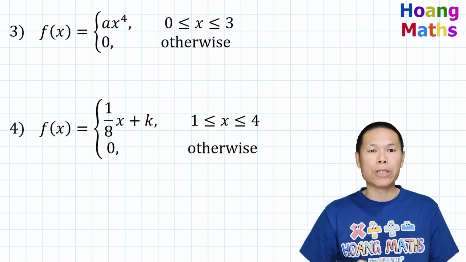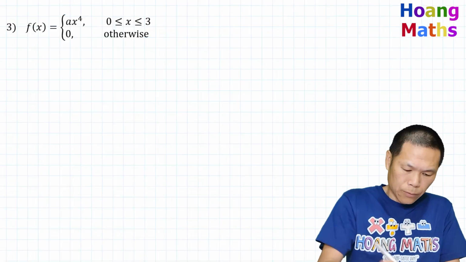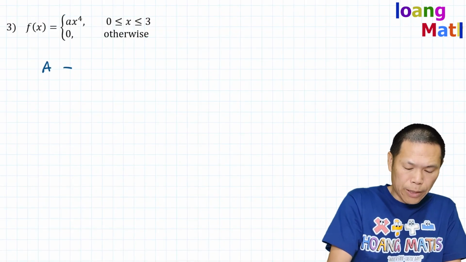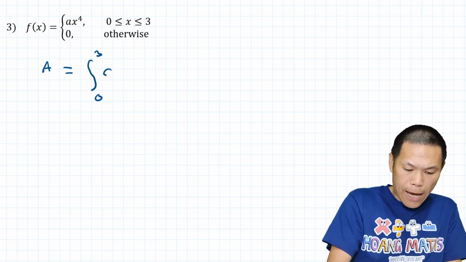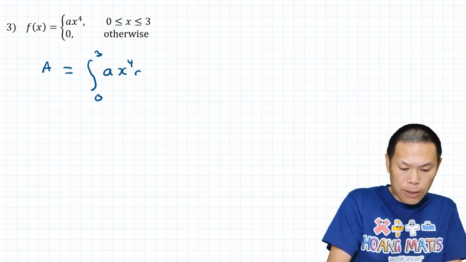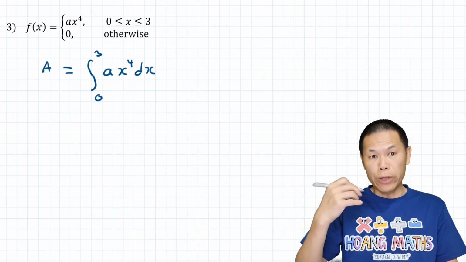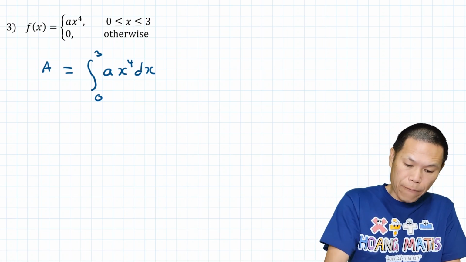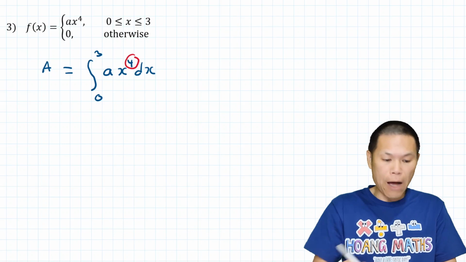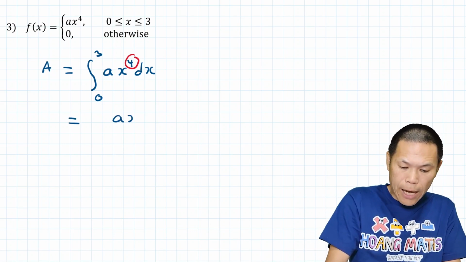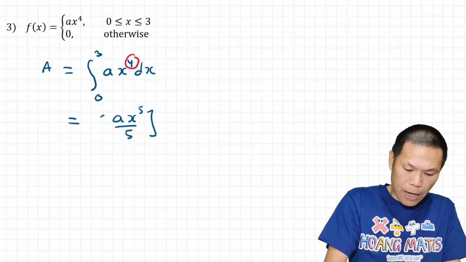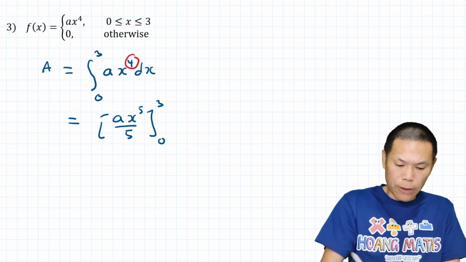So let's get into it. Area is equal to the integral from 0 to 3 of ax to the power 4 dx. To integrate this, we have 4 plus 1, that gives me 5. So that is equal to ax to the power 5 divided by 5, from 0 to 3.